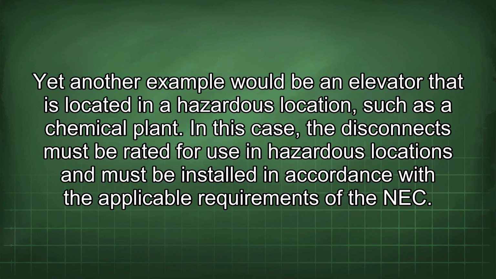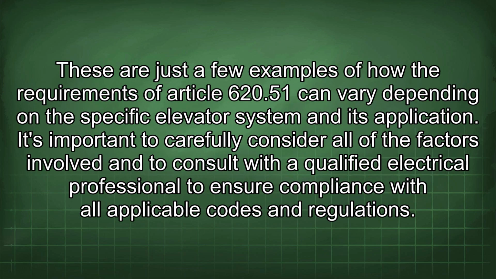Yet another example would be an elevator that is located in a hazardous location such as a chemical plant. In this case, the disconnects must be rated for use in hazardous locations and must be installed in accordance with the applicable requirements of the NEC. These are just a few examples of how the requirements of Article 620.51 can vary depending on the specific elevator system and its application. It's important to carefully consider all of the factors involved and to consult with a qualified electrical professional to ensure compliance with all applicable codes and regulations.